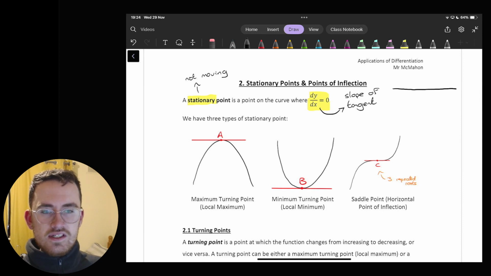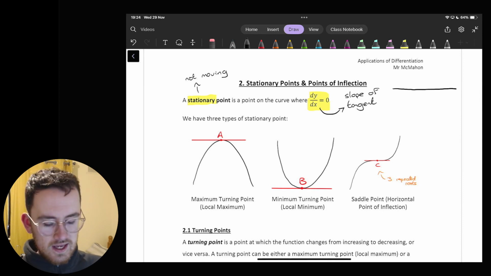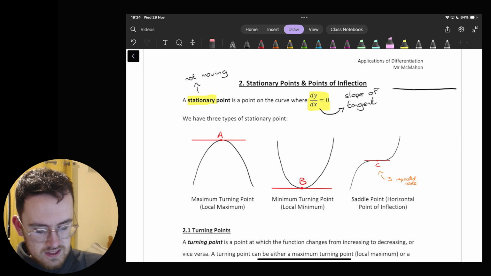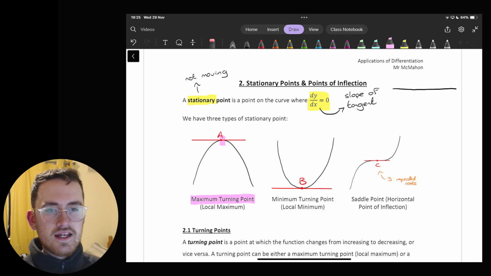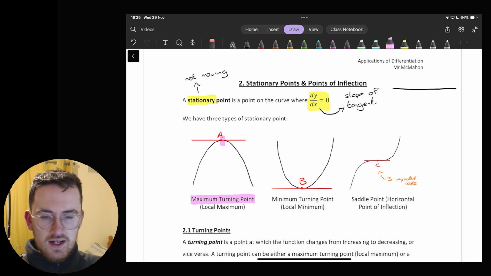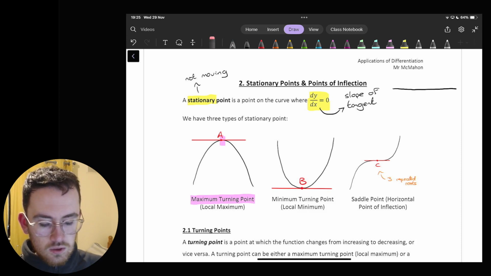And we have three different types of these stationary points. So we can have a maximum, which obviously is here, and a maximum turning point would of course be the top, the highest point that my graph is going to reach, the highest point my function is going to reach. And we can see there the slope at that point is just a nice horizontal line. And I've written underneath this local maximum.